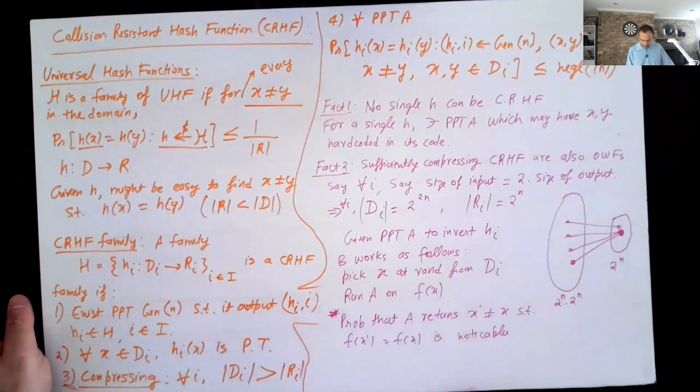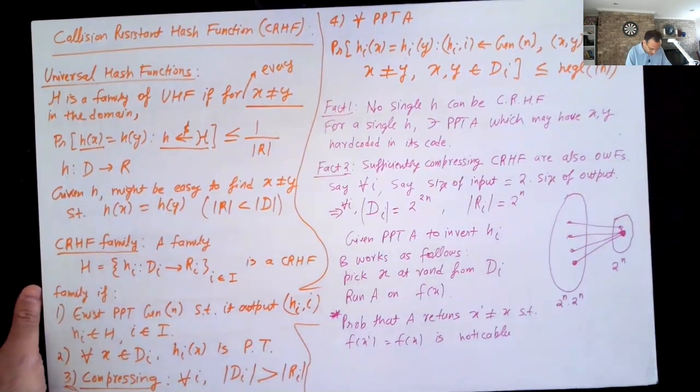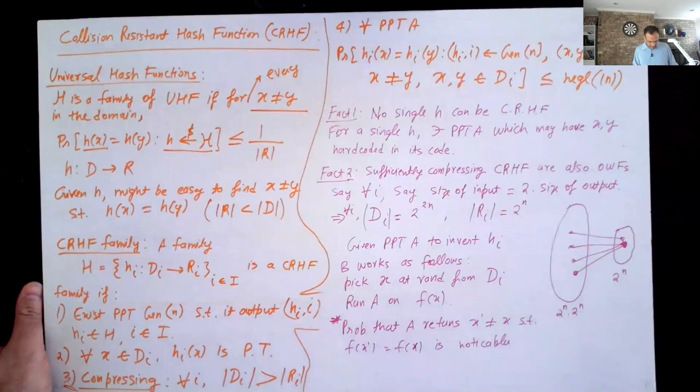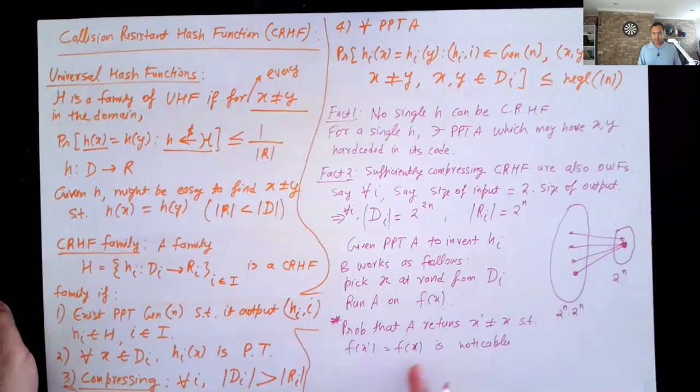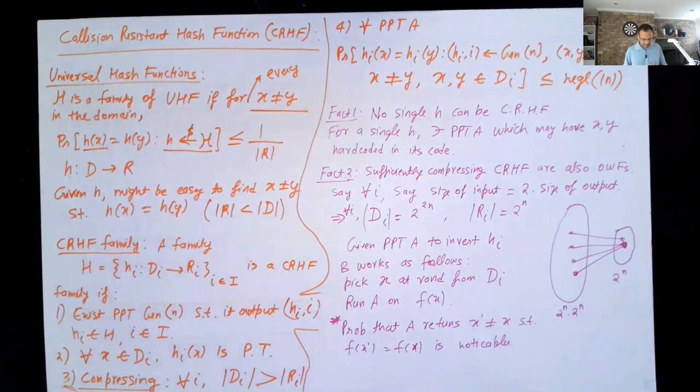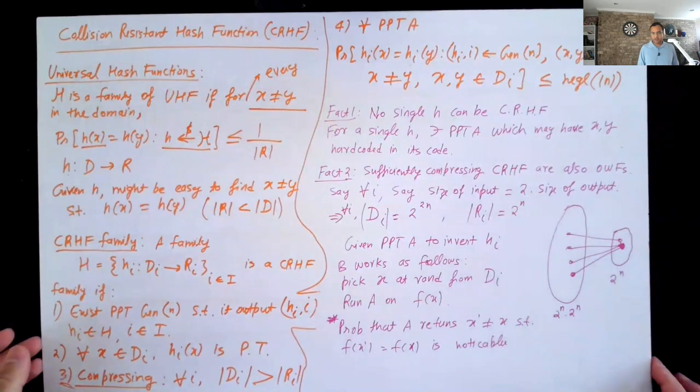And again, we will just rely on the fact that because there are collisions everywhere, the probability that x is equal to x prime cannot be very close to one. Okay, any questions?